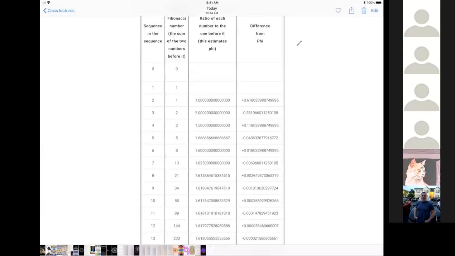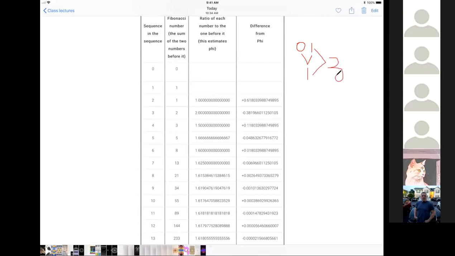Start off with the number 0. And that's the beginning. And then the next number in the sequence is 1. And then what happens if we add together the numbers 0 plus 1? Well, we get the number 1. And then what happens if we add together the numbers 1 plus 1? Well, then we get the number 2.